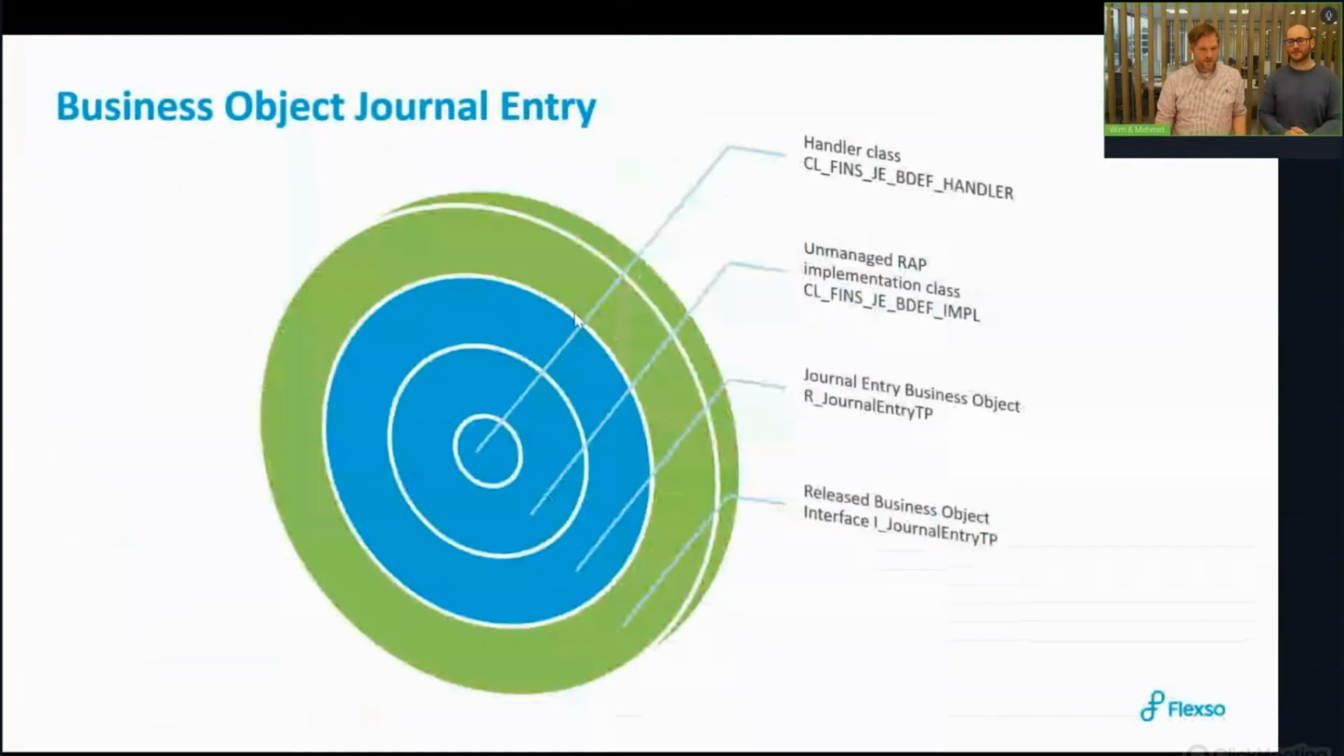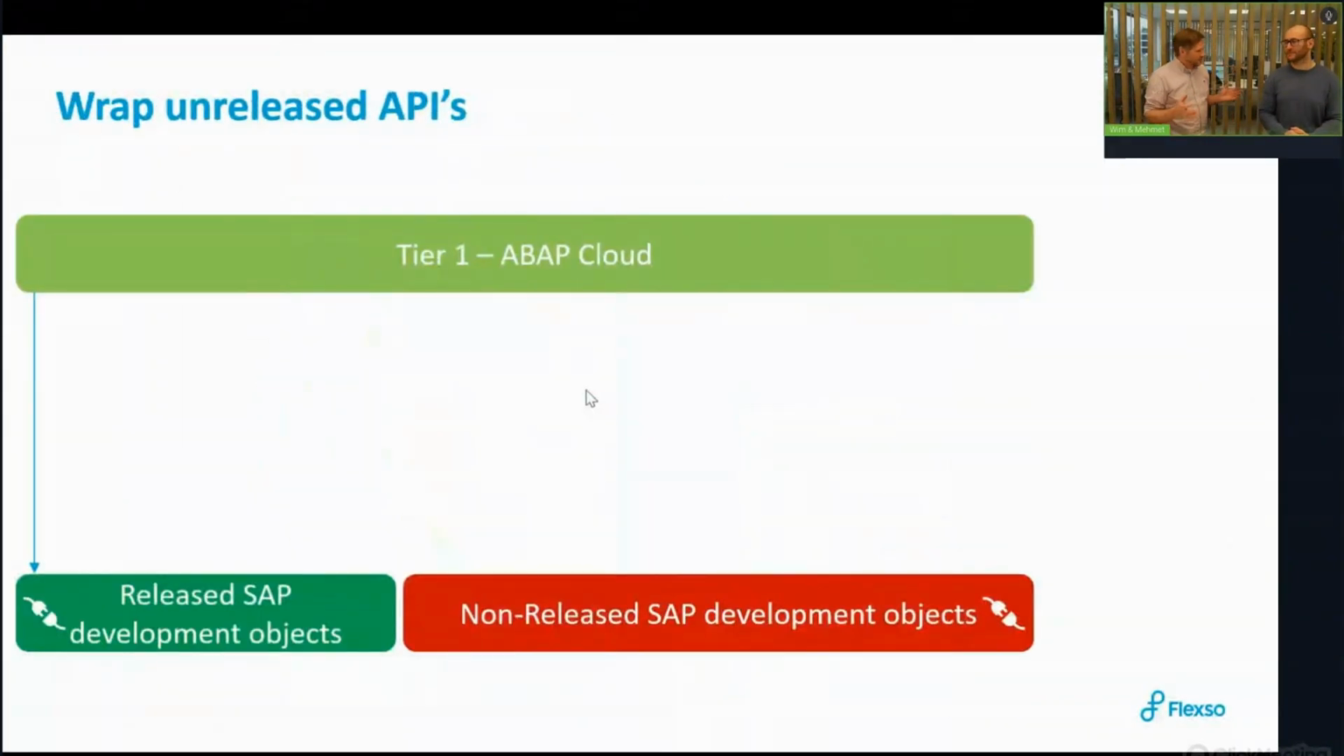Luckily, let's go back to the presentation. There is a solution for this. Let me first introduce you to the concept of tiers. Everything you build yourself in a cloud-ready way, you have to build in the ABAP Cloud tier, which, as I will show later on, is related to your packages. So there is tier 1. Everything you develop there can only use released sub-development objects. There's no way to call a non-released sub-development object like the BAPI from that tier.